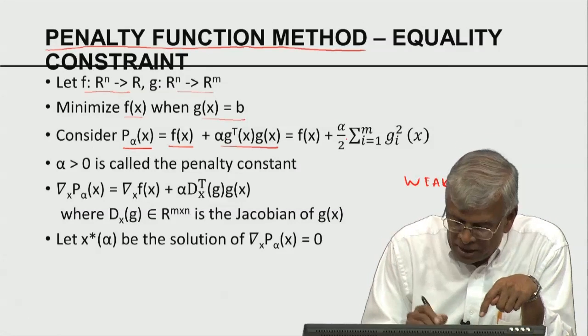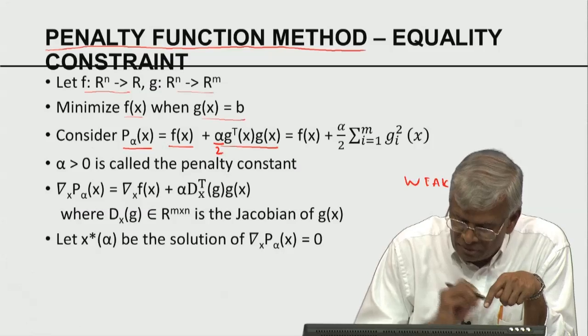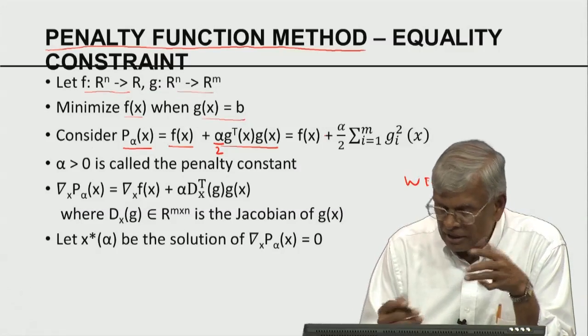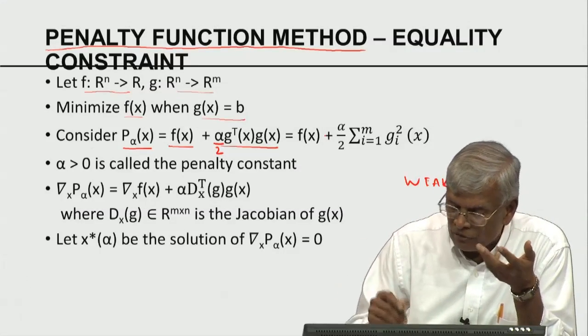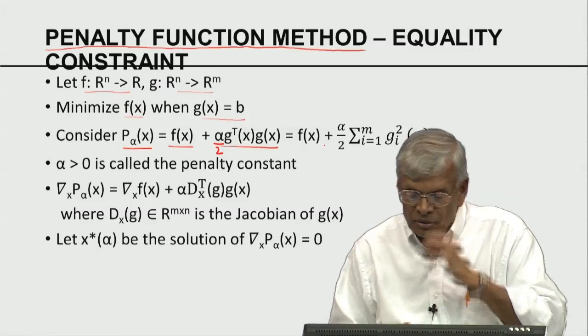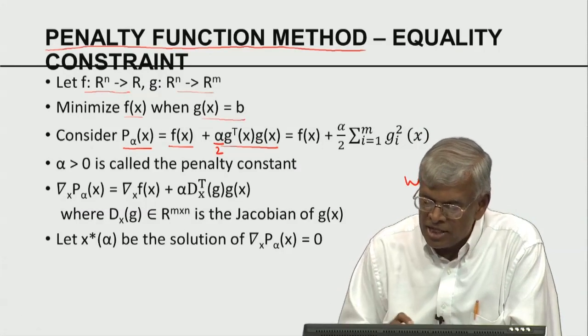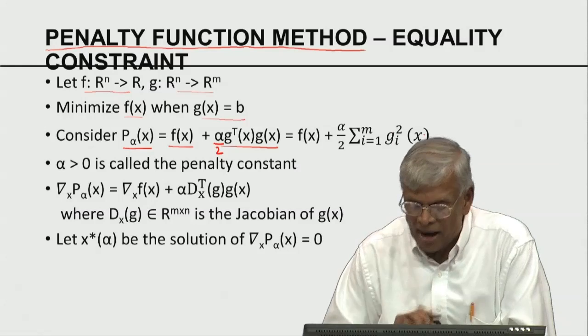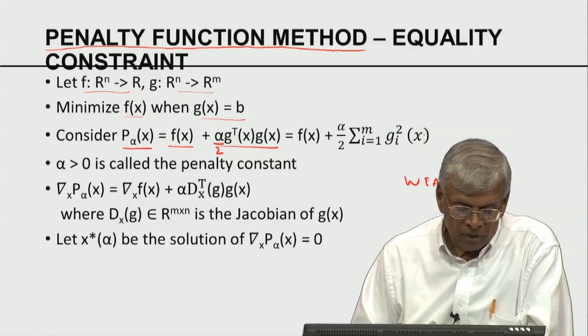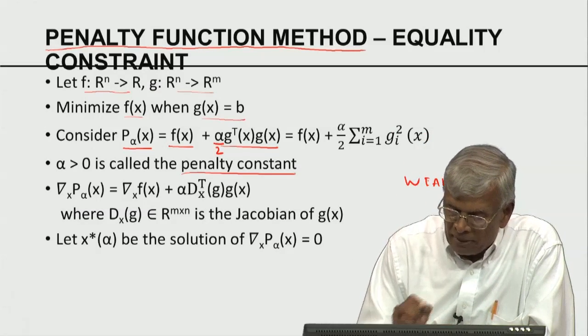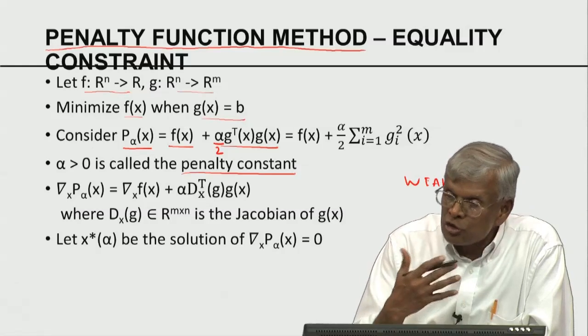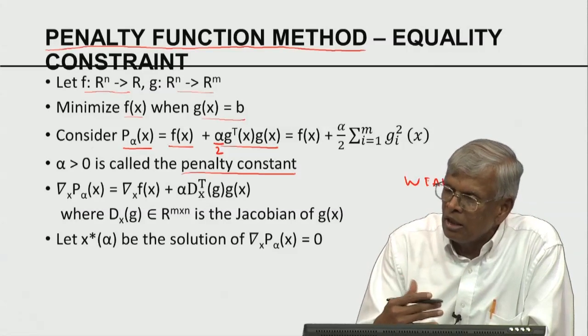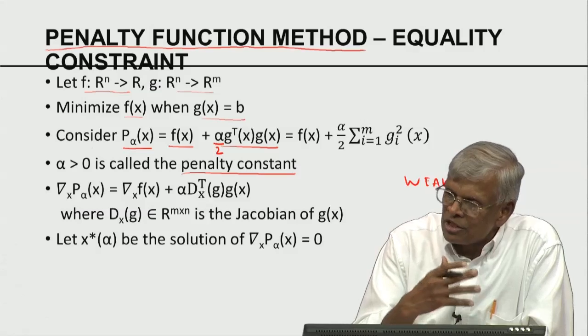Because I have a 2 here, I must add a 2 there too. Otherwise, it is not necessary to have a 2. So what is g transpose g of x? It is simply the sum of g i squared. Alpha is called the penalty constant or penalty parameter. Alpha is not a free variable. There is only one free variable, which is x.